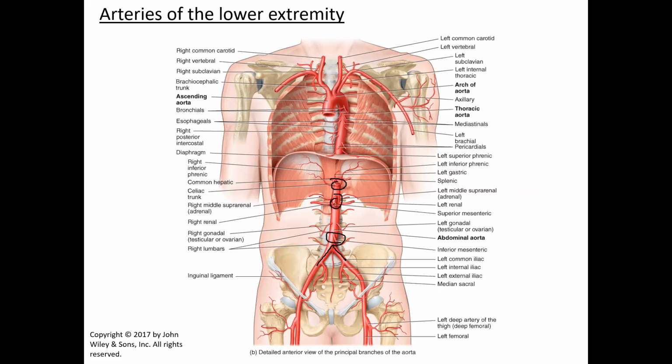left common iliac arteries. Not long after, the common iliacs will split to give the internal iliac arteries, which supply organs in the floor of the pelvis. So bladder, reproductive organs, things like that. And then the external iliac artery, which is going to head out of the pelvis towards the lower limb.